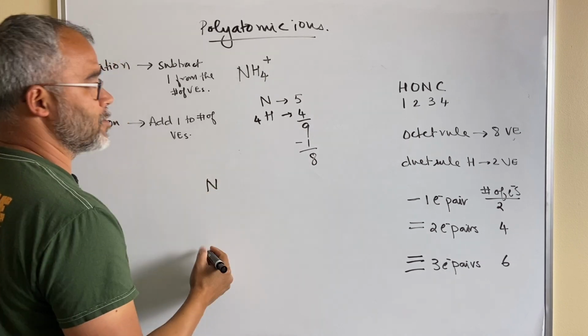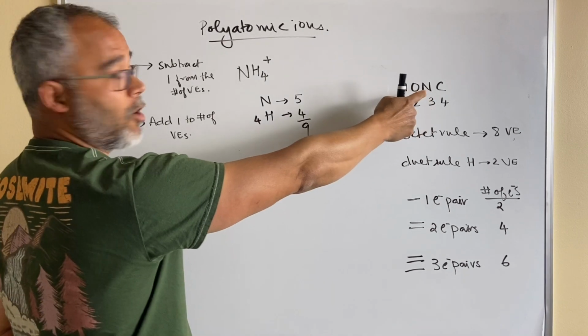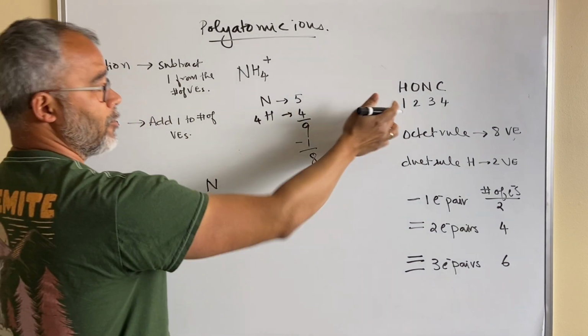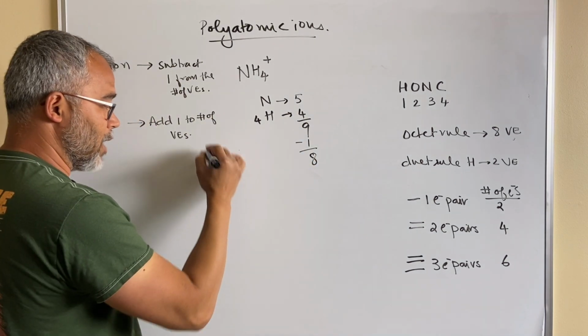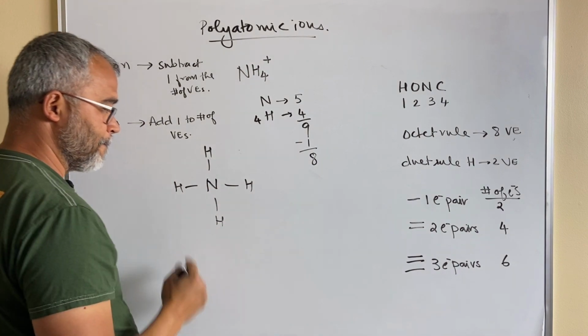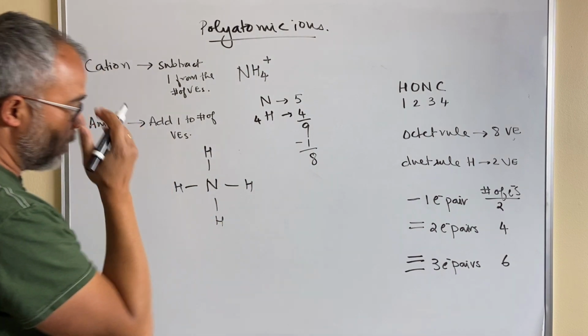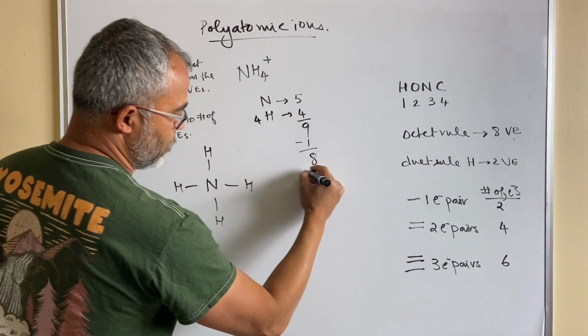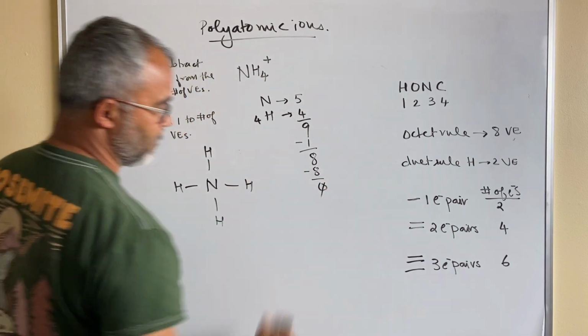Go ahead and put the nitrogen in the center, because according to the HONC rule, nitrogen should have 3 bonds and hydrogen should have only 1. Then surround the nitrogen with the 4 hydrogens symmetrically. Once you have the 4 hydrogens out there, let's recount. 1, 2, 3, 4 times 2. So that's 8 valence electrons.